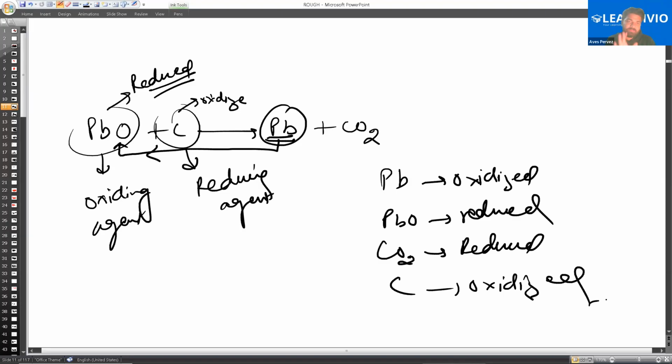If we are asking which is reduced and which is oxidized, we can check it on the reactant side and also on the product side. But if I'm asking you the oxidizing and reducing agent, then we always take it from the reactant side. Agents are always present on the reactant side, not on the product side. Got it? Let's move further.